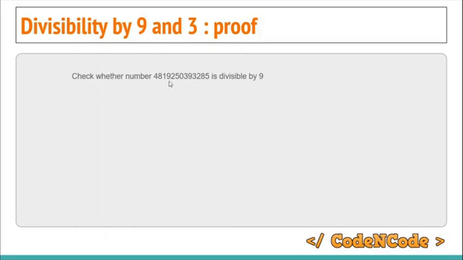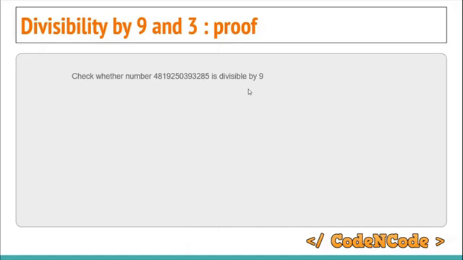The divisibility by 9 and 3. This is very interesting because we know to check whether the given number is divisible by 9 or not, or by 3 or not, what we can do is simply add all the digits and see whether the sum is a multiple of 9 or 3 or not. If the sum of digits is divisible by 9, then the whole number is divisible by 9, otherwise not.